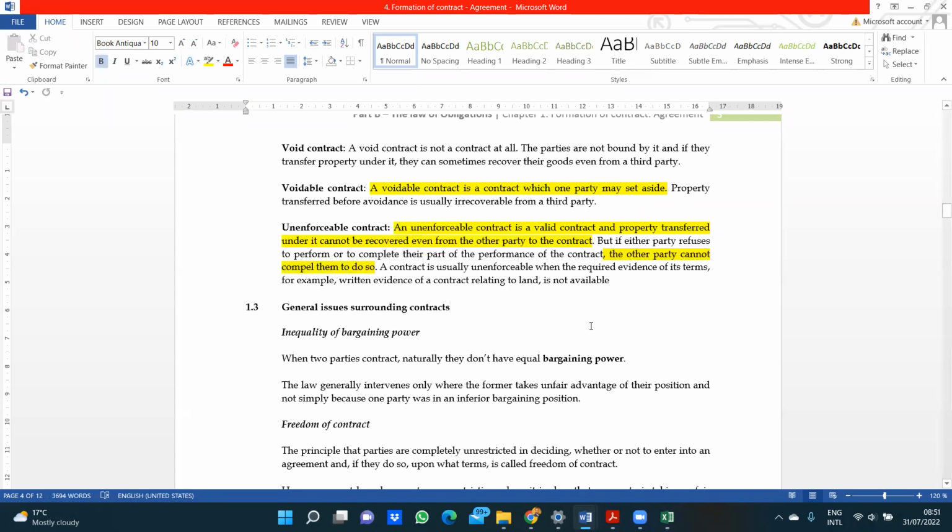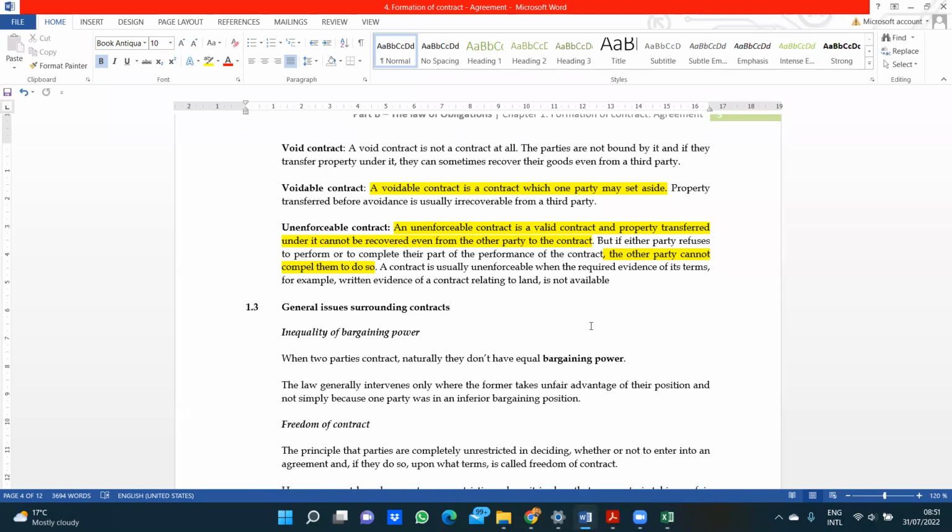It is first of all a valid contract, an enforceable contract, and the property transferred under it cannot be recovered. This is the first point. However, if either party does not want to complete their part in the performance of the contract, the other party cannot compel them to do so.